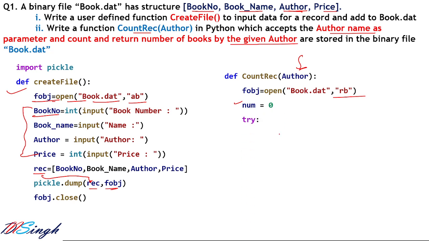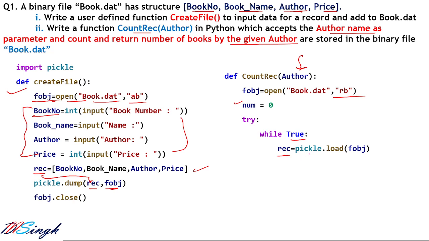Next, try-except block, while True. In such types of questions, some code is very repetitive, so you have to keep that code in mind. Try, while True, except EOFError, and close. This code is as it is for all types of questions, and so are creating the record and dumping it. This code is common for all the questions, so you need to keep it in mind. Next one is pickle.load(fobj). So we read a record.